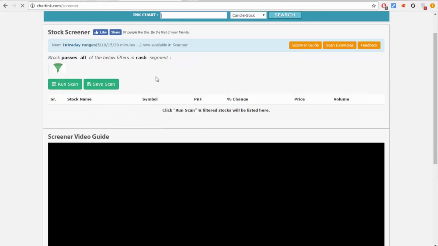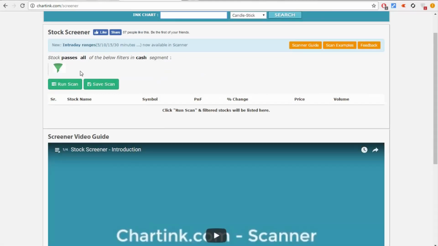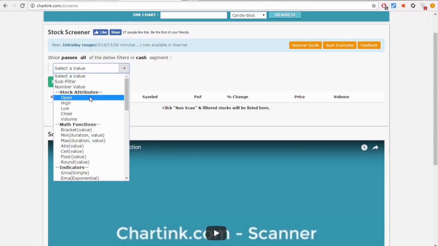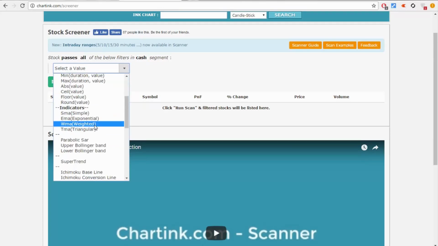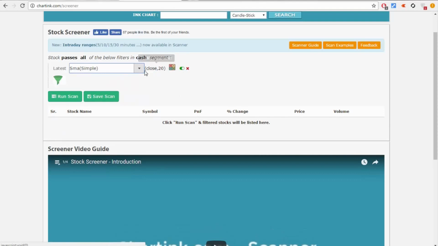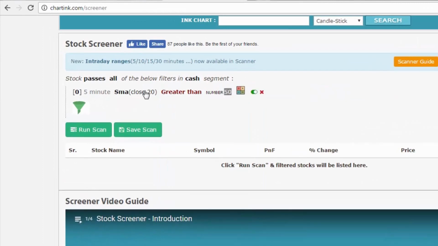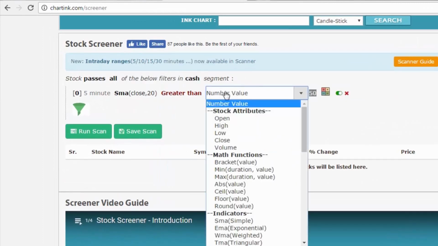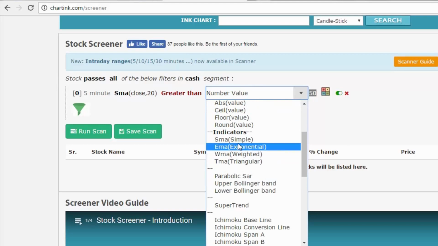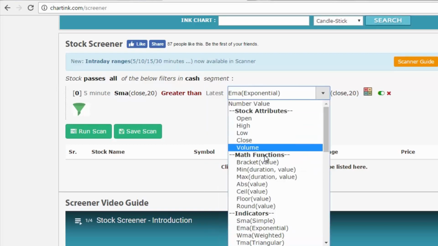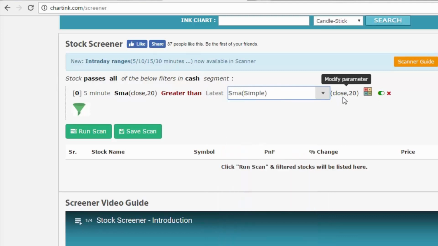So here you can make the scanner. For example, I'm making a scanner with my own strategy. Just as an example, suppose I want an SMA crossover scanner. So I'm searching for SMA, simple moving average 20 days. For the latest option, let us change it to 5 minutes. Then greater than, I'm going for the buying side. So greater than, and from here just click SMA.